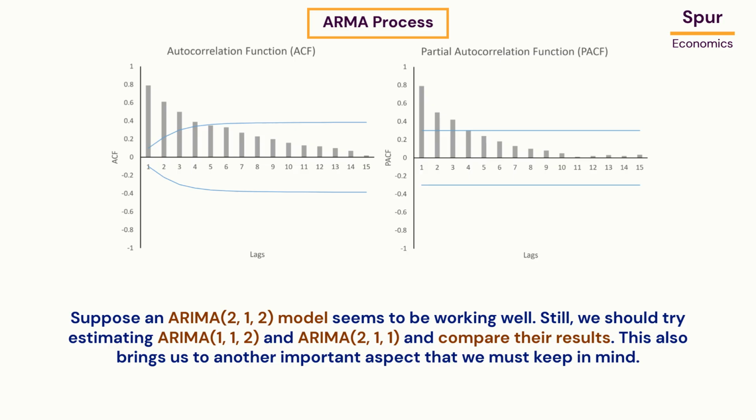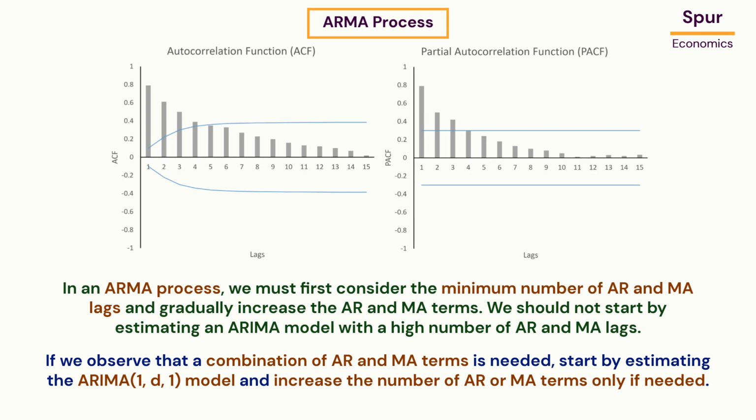This also brings us to another important aspect that we must keep in mind. In an ARMA process, we must first consider the minimum number of AR and MA lags and gradually increase the AR and MA terms. We should not start by estimating an ARIMA model with a high number of AR and MA lags. If we observe that a combination of AR and MA terms is needed, start by estimating the ARIMA 1-D-1 model and increase the number of AR or MA terms only if needed.